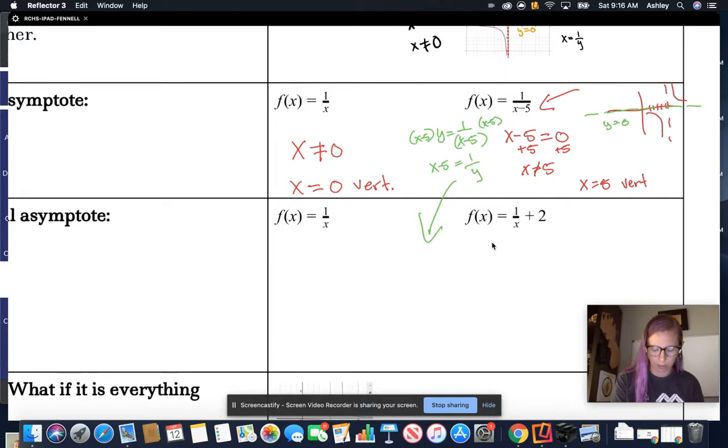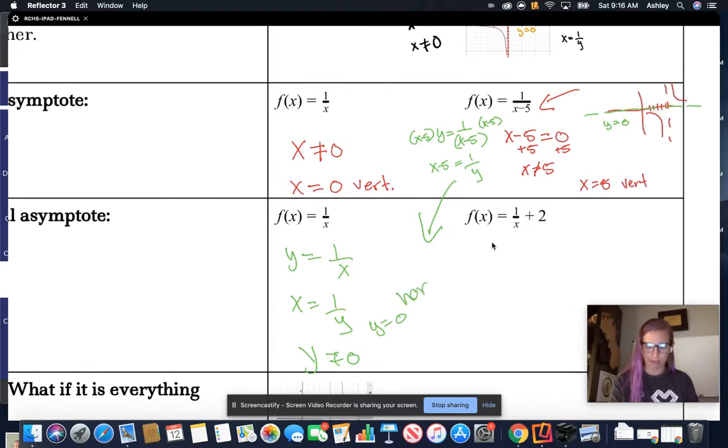Okay, so what I just said was y equals 1 over x. If we resolve, we get x equals 1 over y. So y cannot equal 0, or y equals 0 is a horizontal asymptote. Okay? All right, what if, though, instead of just having a number over a fraction, we also have this other number plus 2 over here? So now what we have is y equals 1 over x plus 2.